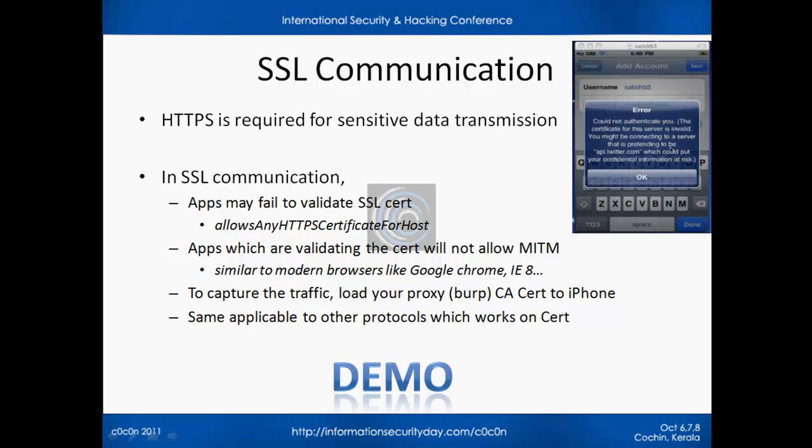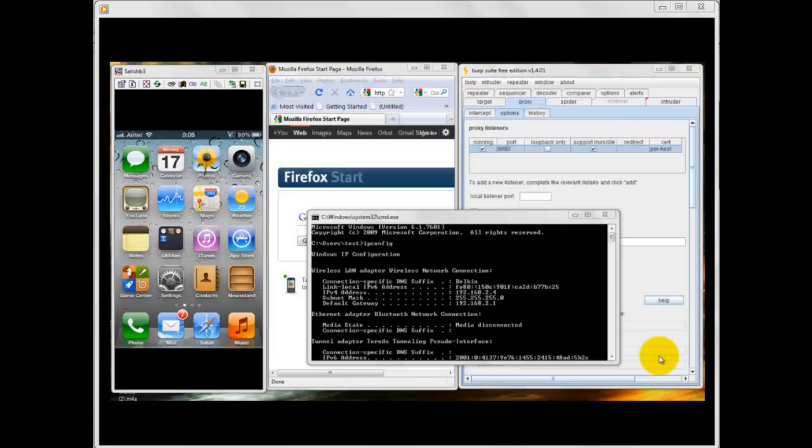To capture the SSL traffic during pen testing, you have to add your proxy CA certificate to the iPhone trusted certificate list. Then if your app receives an invalid certificate from the proxy, it will not display any certificate error because we told our iPhone to trust the certificate. So it will not display any warning message. Once you do this, you can capture the traffic in your proxy. The same is applicable for other protocols which work on SSL. Now we will see a demo on how to add the proxy CA certificate to our iPhone.